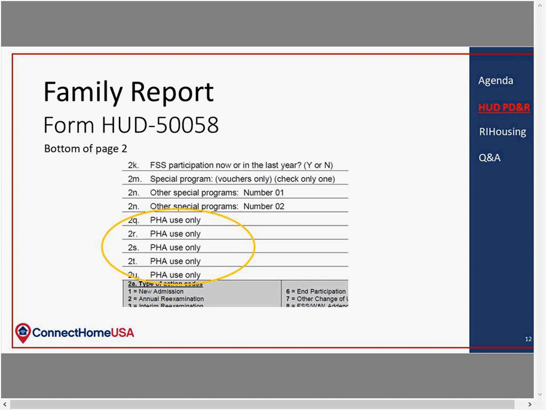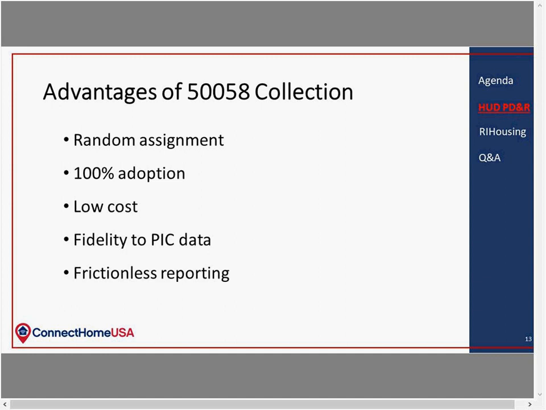So the advantages of using this form are, first, that it's a random assignment, which means that each quarter we get an update of our 50058 database, the PIC database. Individuals who recertify during that quarter can be considered to be randomly assigned, which means we can track progress from quarter to quarter, and we can see changes in our population and the effect of our service in much more granular detail than a single survey or an annual survey. Second, it's 100% inclusive, so every household has to fill one of these out, so we don't have to worry about finding an effective sample size.